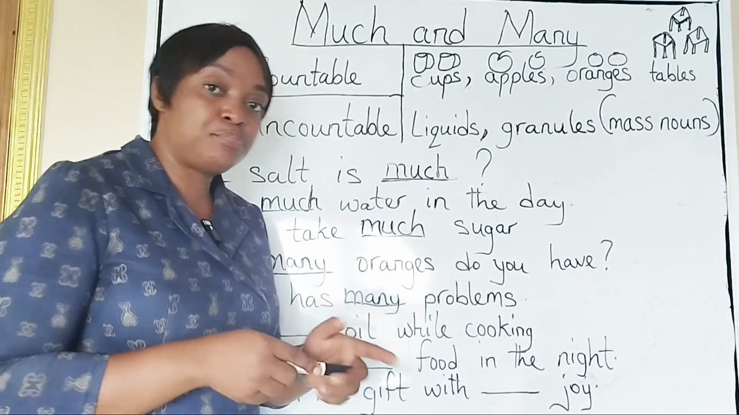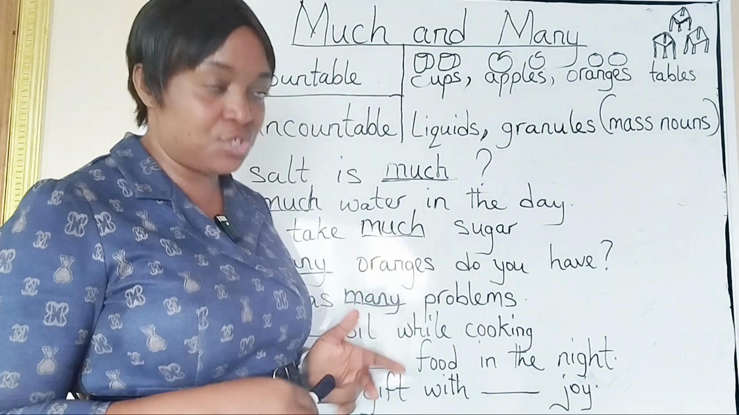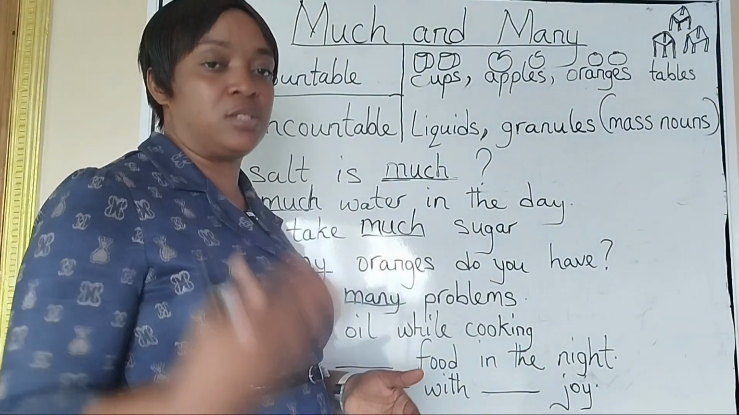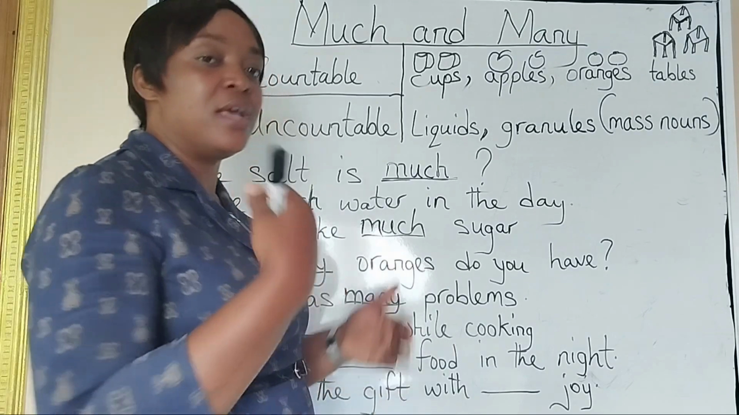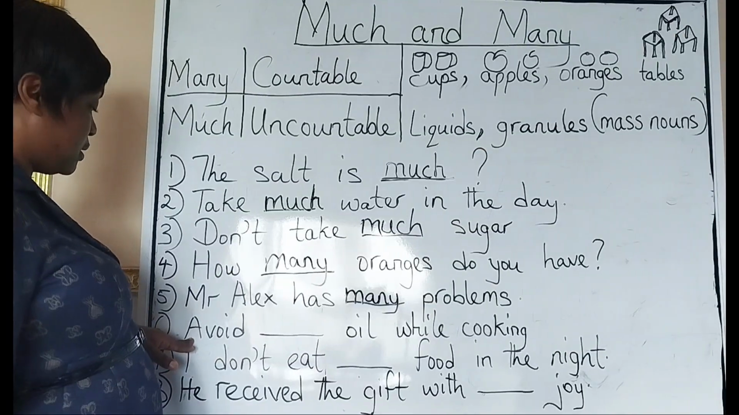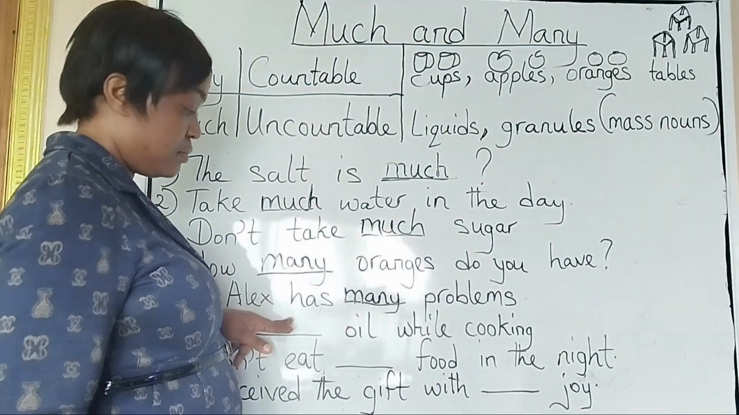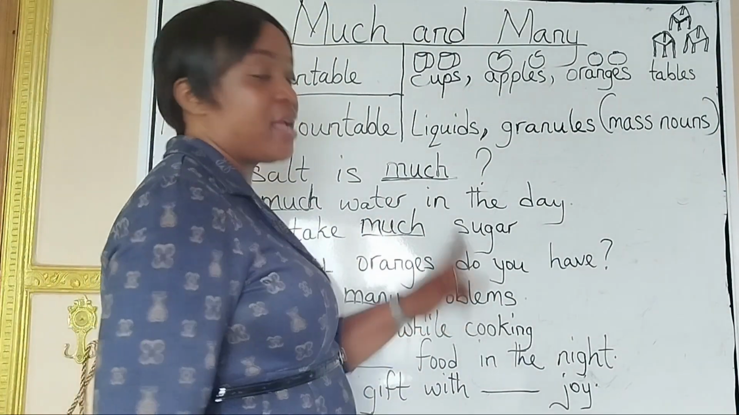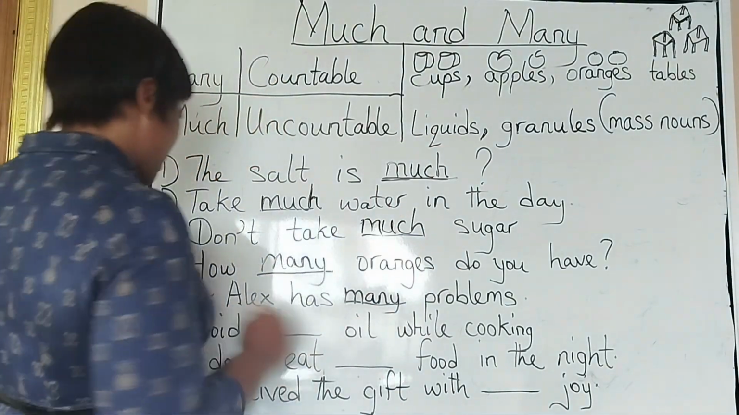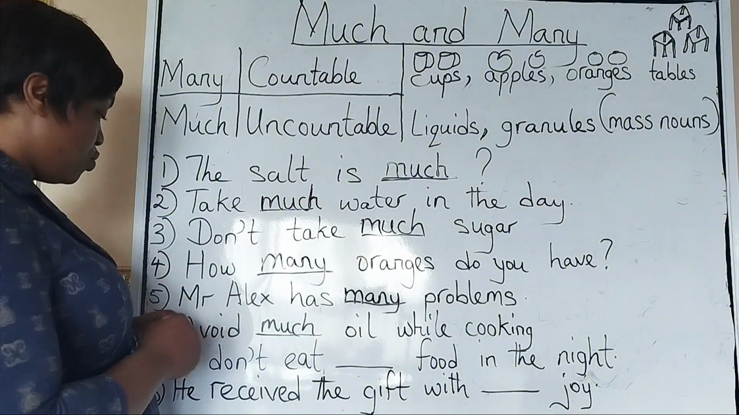It could be problem of school fees. It could be problem of rentage. It could be electricity bill. One thing is certain, we can count the problems. Therefore, we say many. All right. Number six, avoid much, many oil while cooking. Remember, we can't count liquids. So we say avoid much oil while cooking.